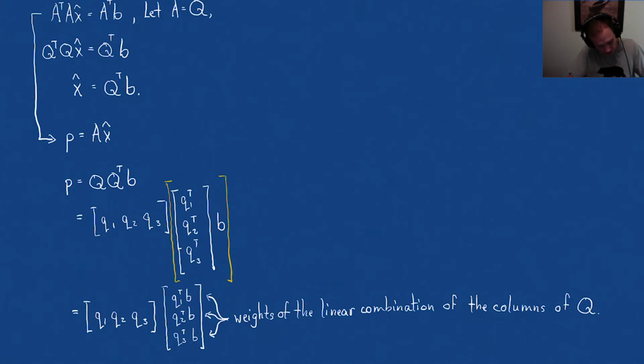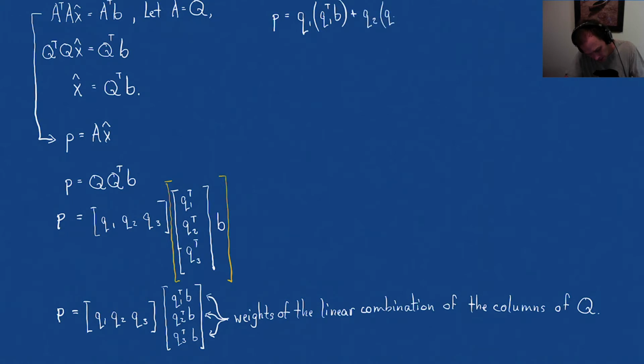This is my P. I'm going to bring P down because we're going to have to carry this over. So now I have that P is equal to Q1 times the weight Q1 transposed B, plus Q2 times Q2 transposed B, plus Q3 times Q3 transposed B. That's the projection. Now we've solved all of our problems. But we can even go one step further.